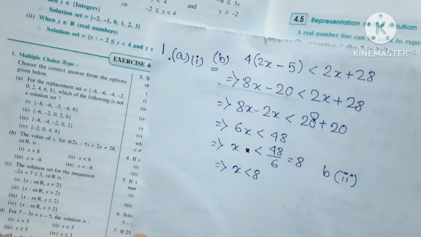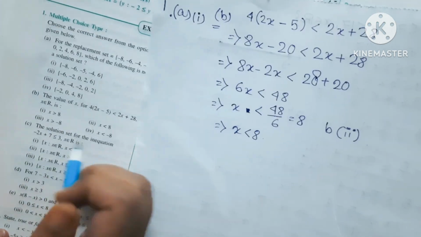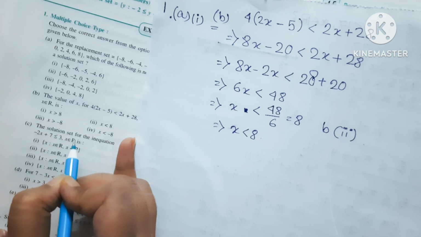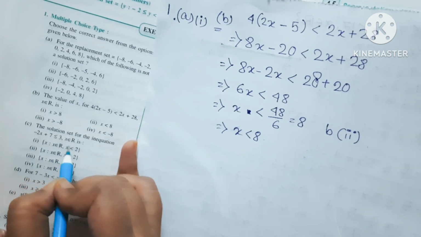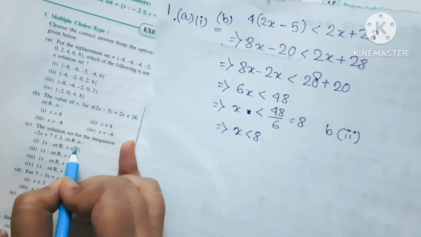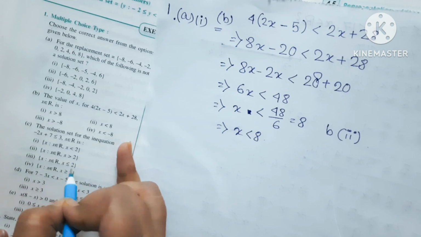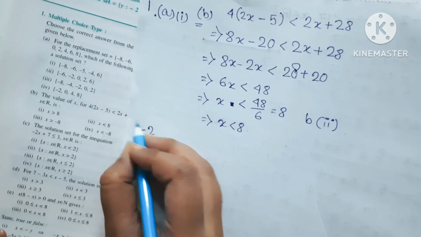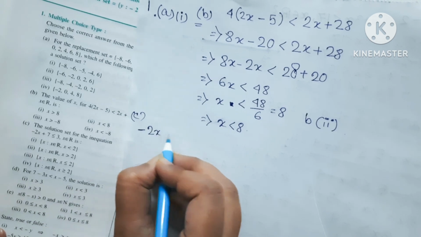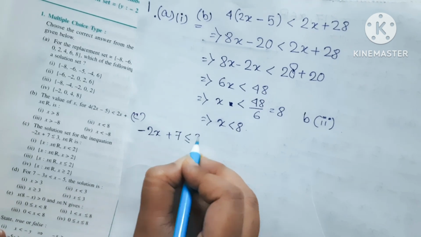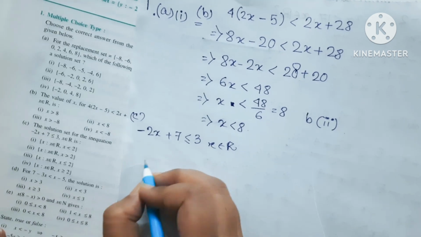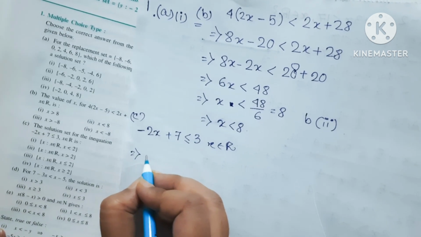Now see question number C. The solution set for the inequation is given, x belongs to R. You have to find out. -2x plus 7 is less than or equal to 3, x belongs to R.